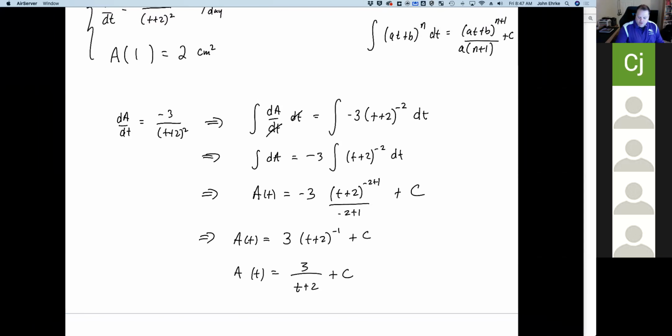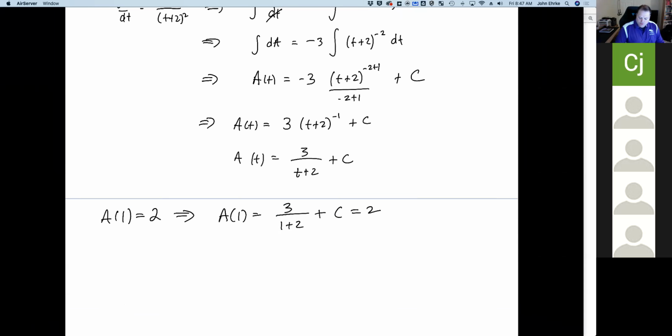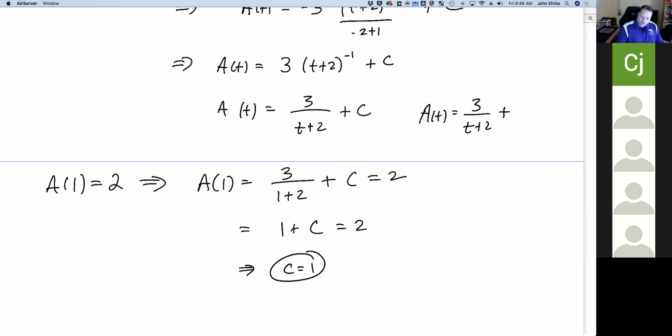And the information that we're given is that A at 1 is 2. So if I plug in t equal to 1, that should be equal to 2. So I know that this is 3 over 3, which is 1, plus c is 2. So c is 1. So my wound model is 3 over t plus 2, plus 1.